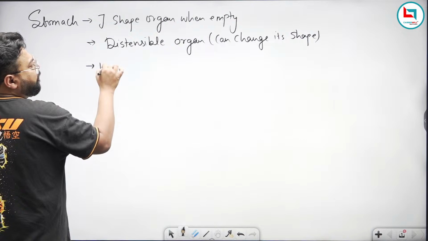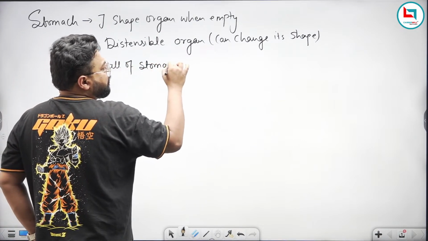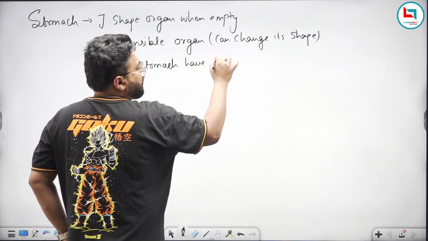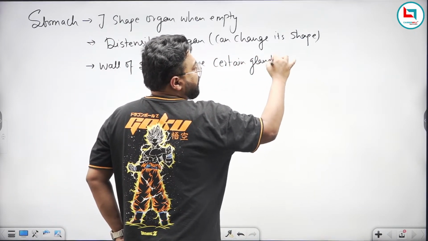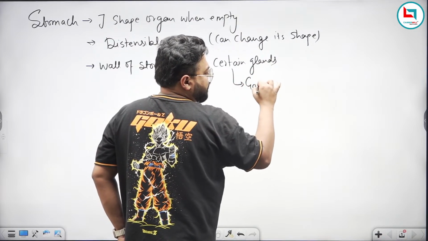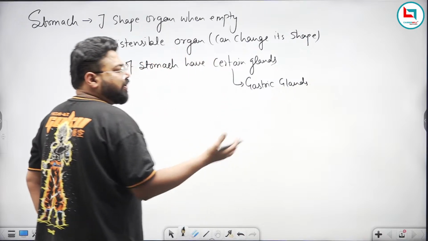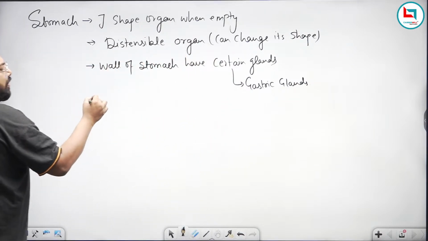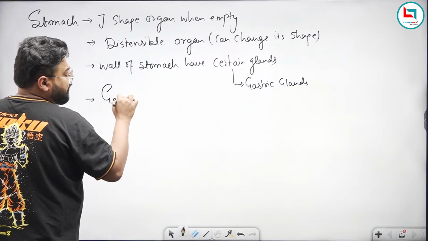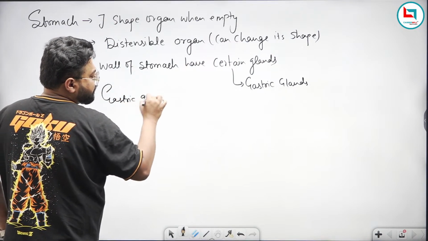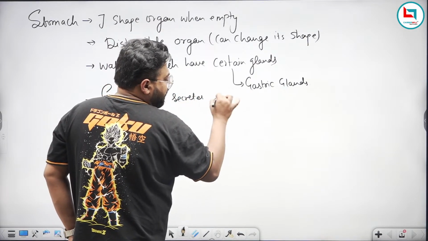Now the walls of the stomach have certain glands, and these glands are known as gastric glands. These gastric glands release different types of juices, different types of enzymes, and they secrete gastric juice.